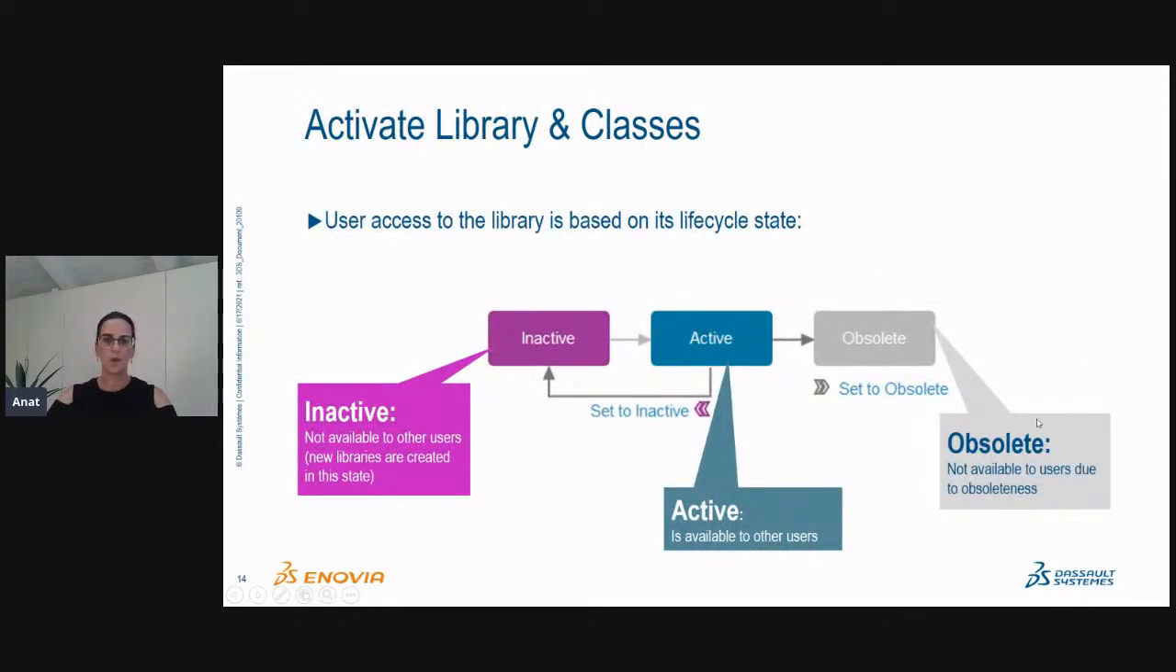Then it's important: all new libraries and new classes are created by default in the inactive state, which is similar to a private state. It means that it's not available for all. You need to promote them into an active state, which is similar to the in work state, in order to publish them and make them available for all users. There is also an obsolete state: in case you no longer need to use the class or the library, you can promote it into an obsolete state.